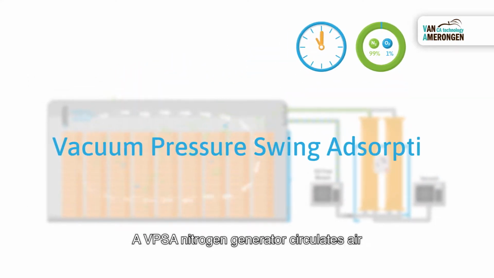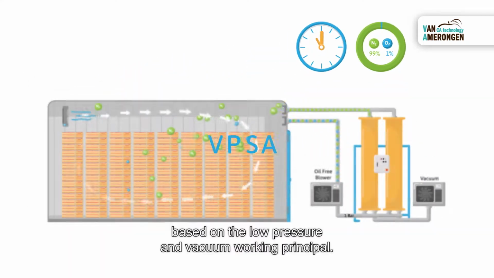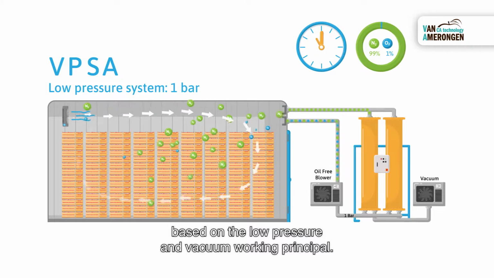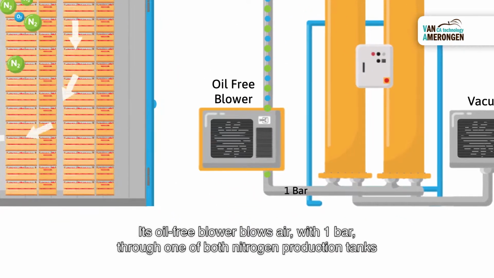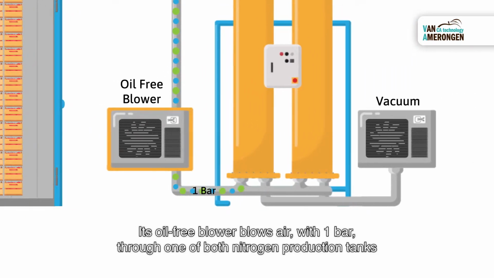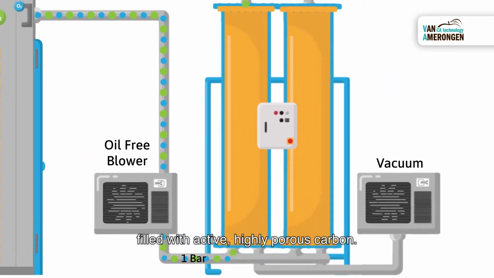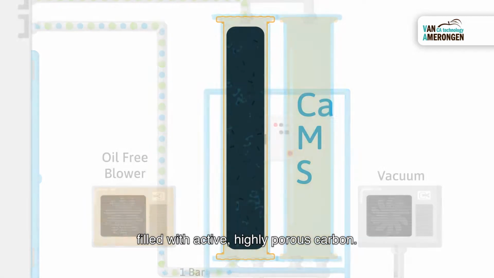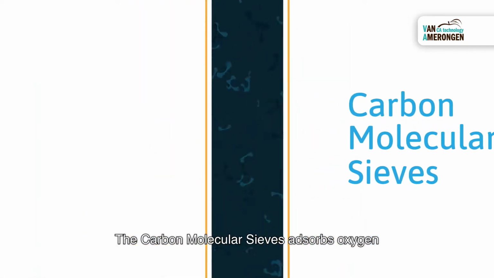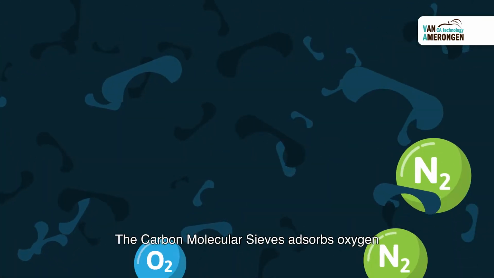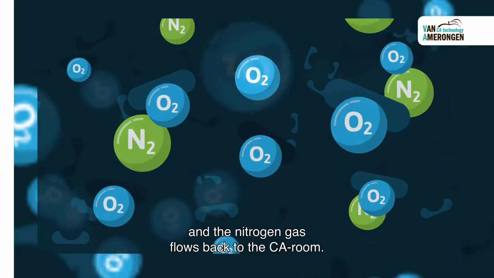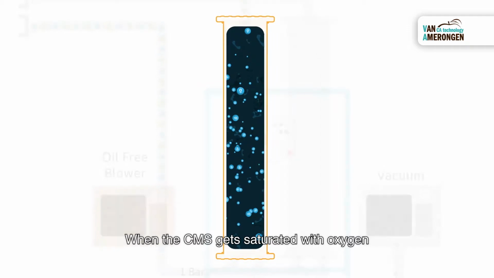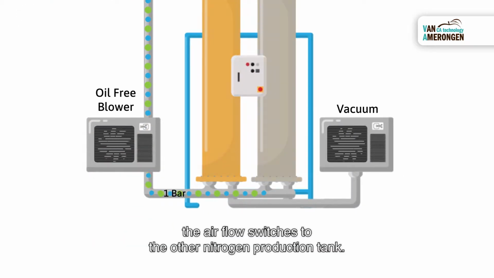A VPSA nitrogen generator circulates air based on the low pressure and vacuum working principle. Its oil-free blower blows air with one bar through one of both nitrogen production tanks, filled with active, highly porous carbon. The carbon molecular sieves adsorbs oxygen and the nitrogen gas flows back to the CA room. When the CMS gets saturated with oxygen, the airflow switches to the other nitrogen production tank.